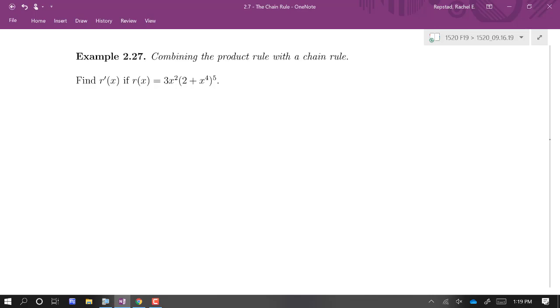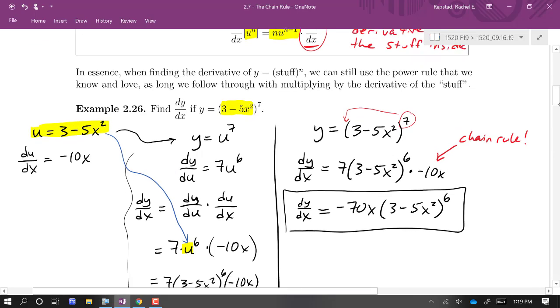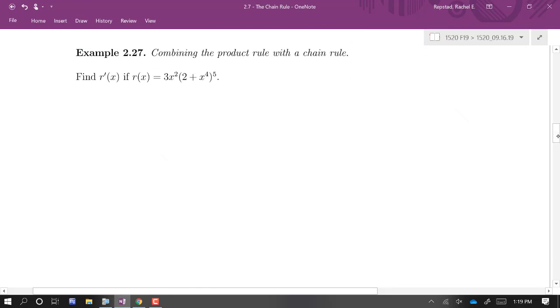So first of all, how do I know this involves a product rule? Something in parentheses to a power. That's not a product rule. I mean, this is parentheses to a power, but there's no product rule there. You have something that's multiplied to that. Yeah, and they both have x's, right? I'm multiplying two things, both of them have x's. That's a product rule problem. But it also involves a chain rule because I've got parentheses to a power.